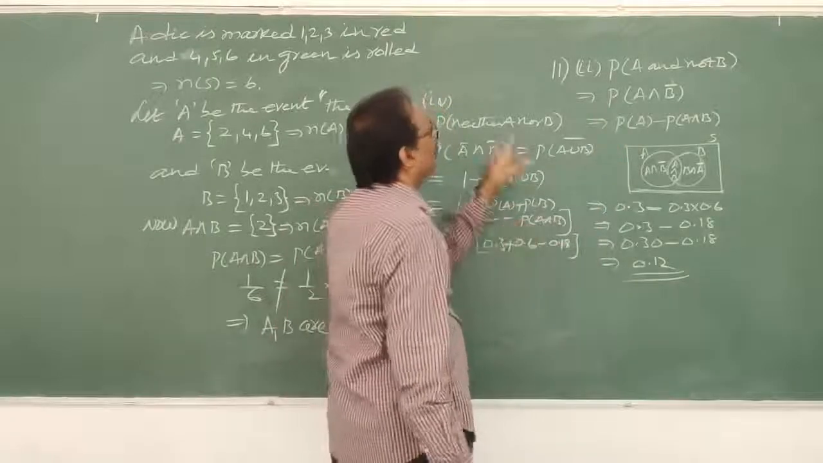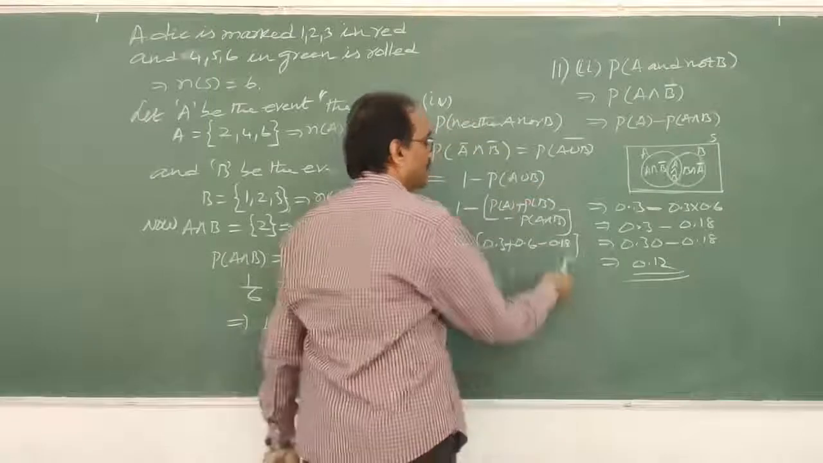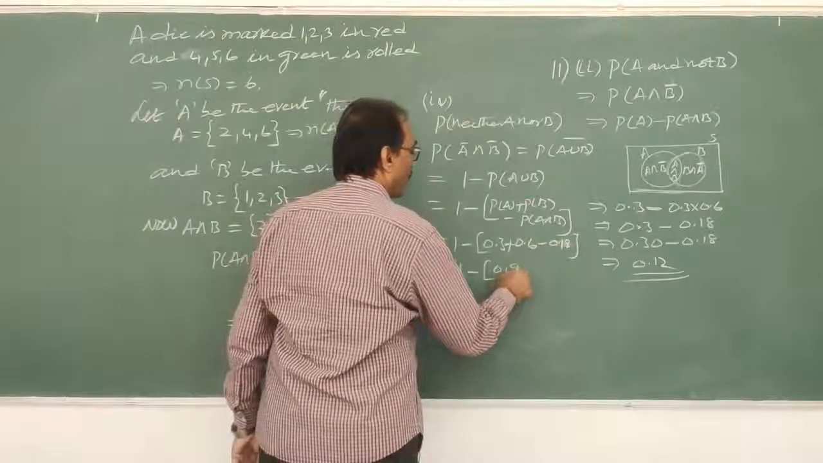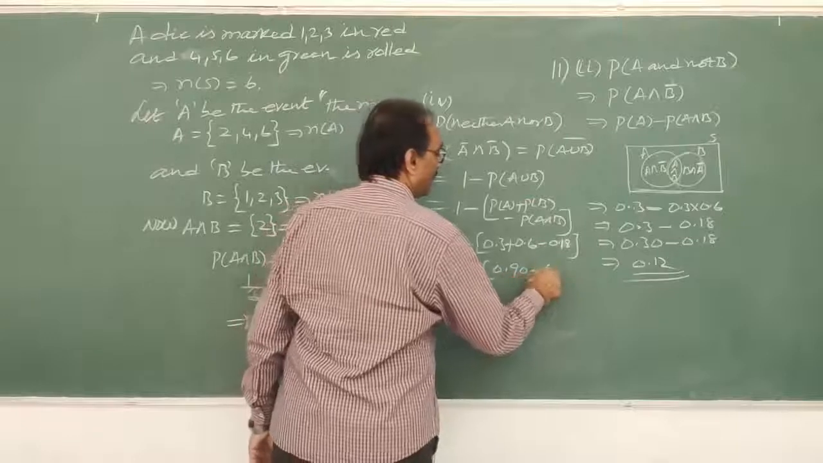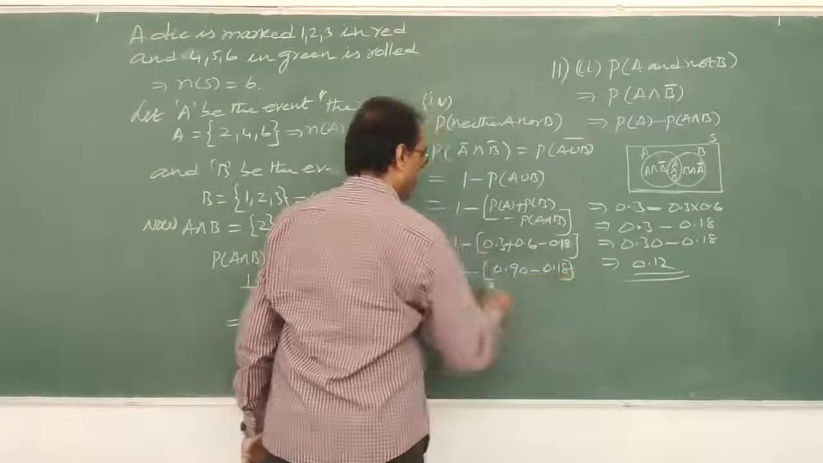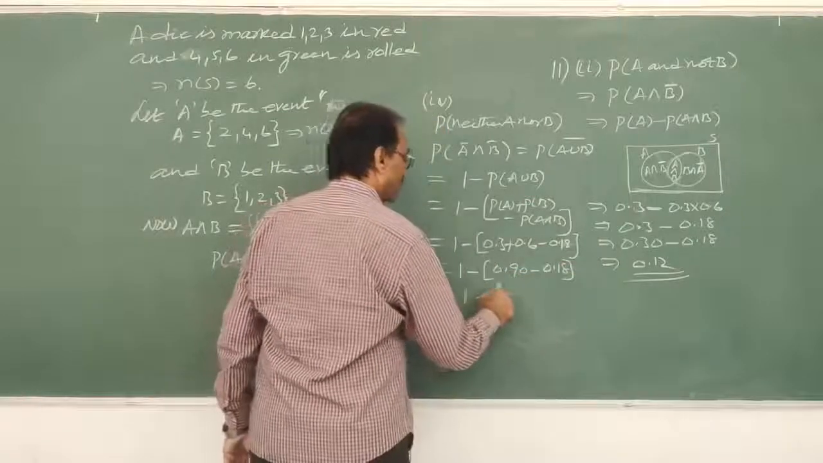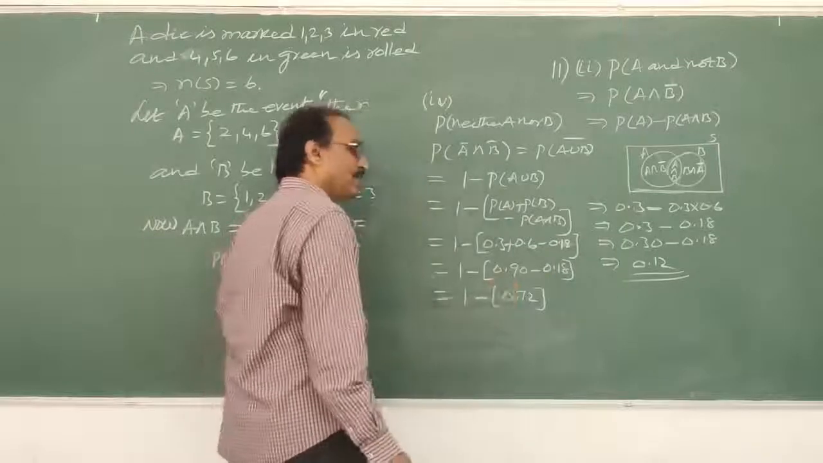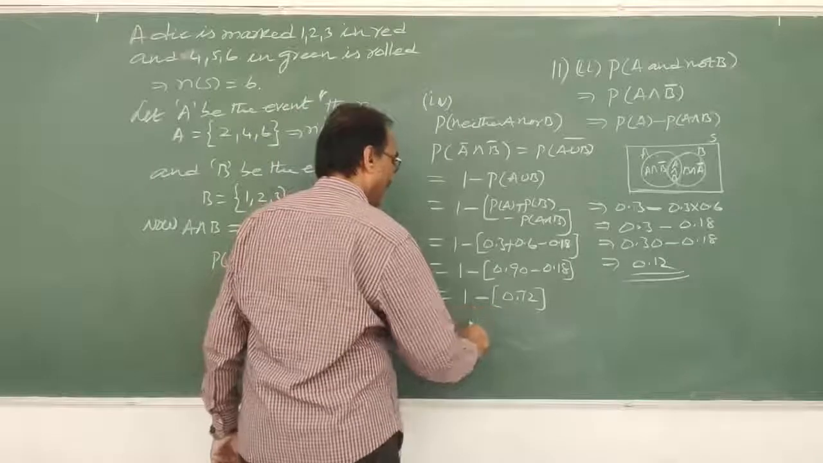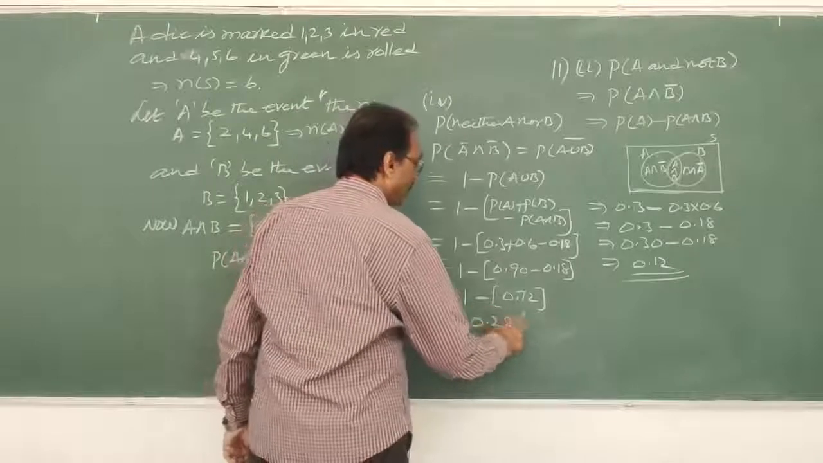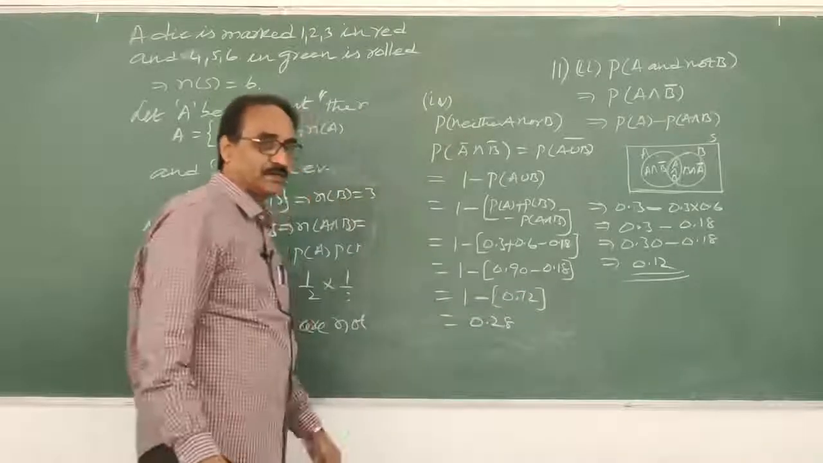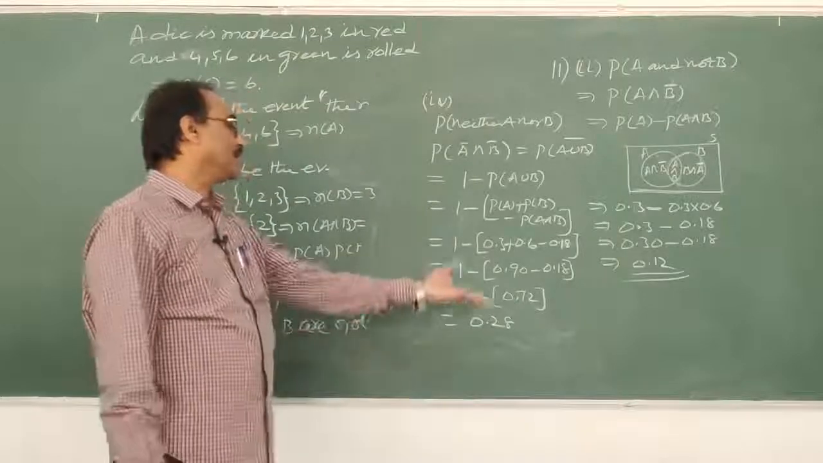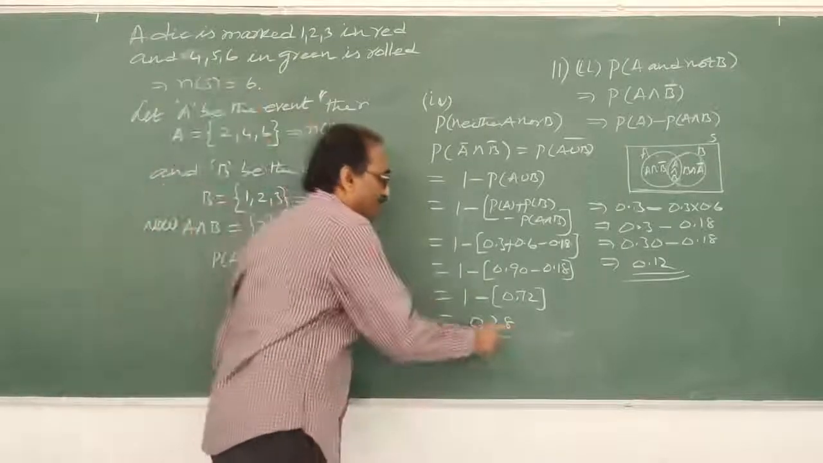This is P of A and B, which means 0.3 into 0.6, that is 0.18. So 1 minus 0.18. My dear students, this is nothing but 1 minus 0.72. 90 minus 18 is 72, so 1 minus 0.72 is 0.28. If you take 1 as 100 and remove 72, how much will come? 0.28. So 0.28 is the answer.